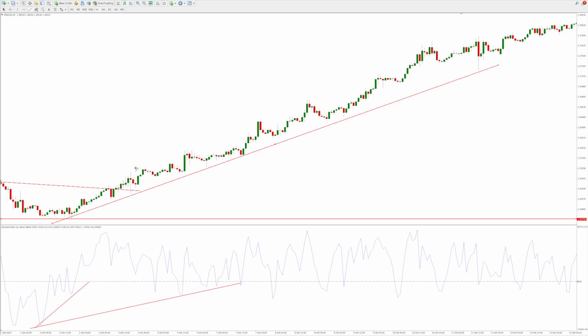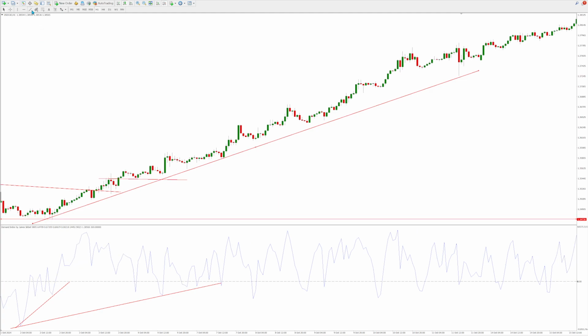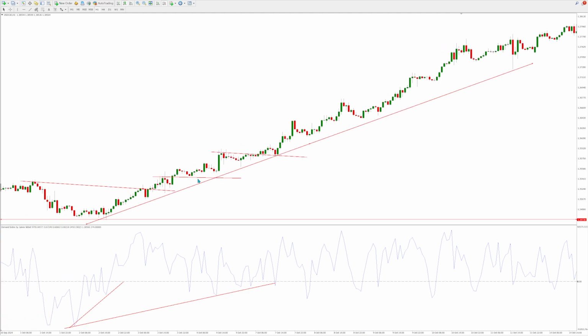Personally, what I would do is I would just trade the breakouts of these resistance levels. Not necessarily anything to do with the indicator, but it'd be wrong for me not to mention this. You see that trend line. If we just draw resistance, you can see these breakouts.